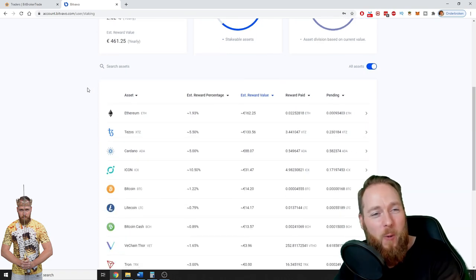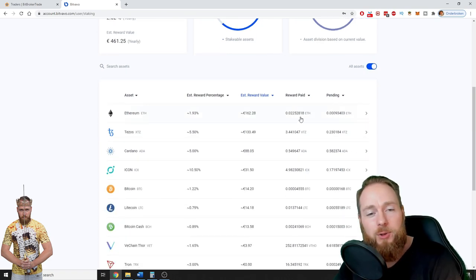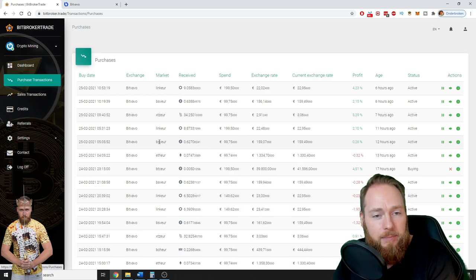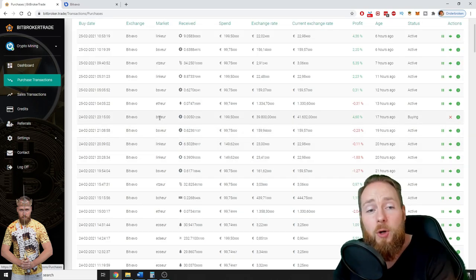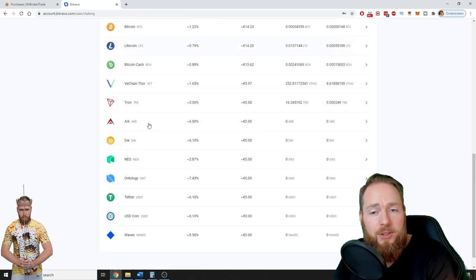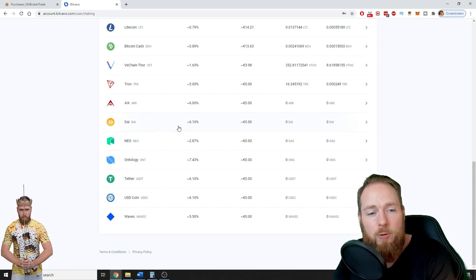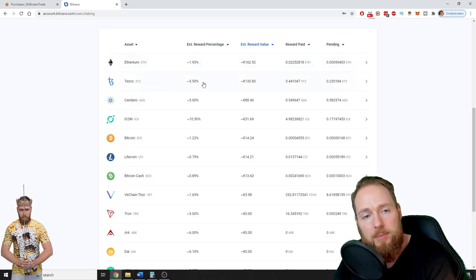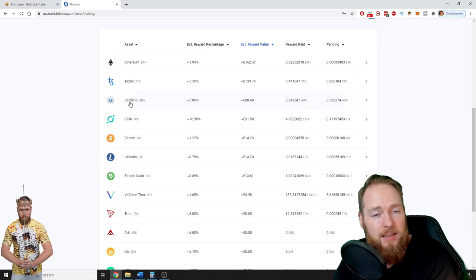So, what is my bot doing? My bot is trading through Bitvavo. So I put the staking on. So he's buying Ethereum. He's buying Bitcoin. I even earn interest on Bitcoin. On all these coins, you can get staking rewards. So he's buying Bitcoin Cash, Litecoin, Bitcoin. Cardano has been added, so that's also staking. Tezos, Ethereum. So I get on Ethereum 1.93% yearly. On Tezos, for example, 5.50. Cardano, which has been recently added, 5%.